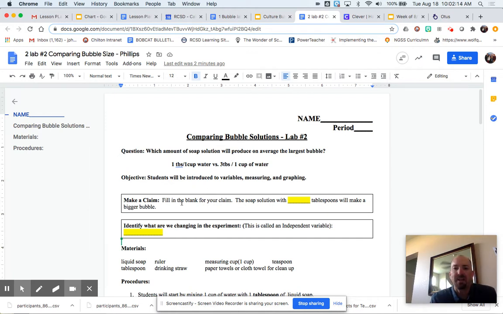A claim is just a guess, all right? What one do you think will happen? So you're just gonna fill in the blank. The soap solution with blank tablespoons will make a bigger bubble. So you either put 1 or you put 3.